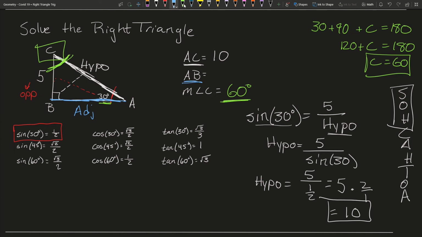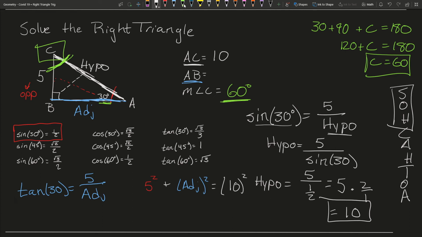In order to solve for this AB, this adjacent side, there are two different ways we could do it. There's actually more than that, but to keep things simple, I'm going to keep it to two. We could set up a trig function: the tangent of 30 is equal to the opposite side over the adjacent, and solve for that. We could also do the opposite squared plus the adjacent squared is equal to the hypotenuse squared. So 5 squared plus the adjacent squared is equal to the hypotenuse squared, and we could solve it that way.